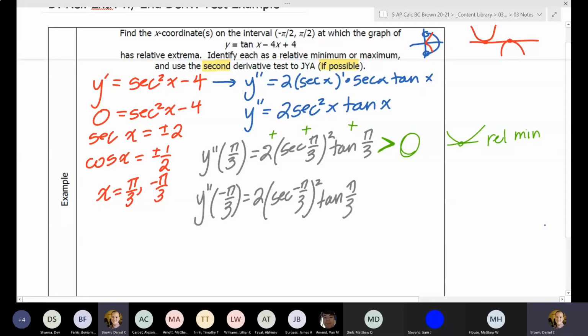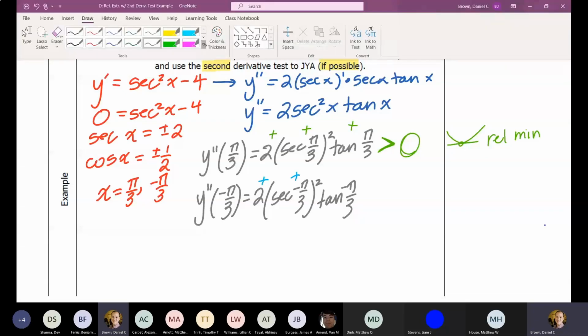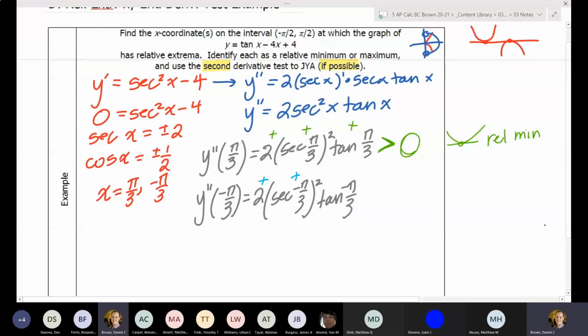Secant squared is always positive, and 2 again is positive. This was negative pi over 3 that I plugged in. Negative pi over 3 is in the fourth quadrant. In the fourth quadrant, tangent is negative. Well, in my second derivative, a positive times a negative is negative.